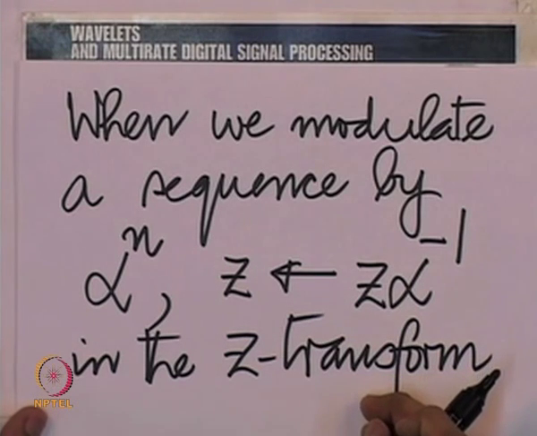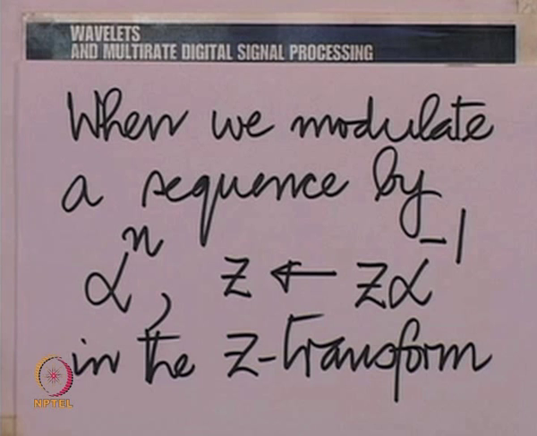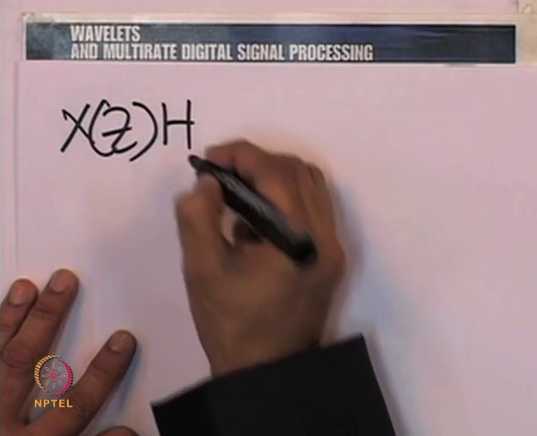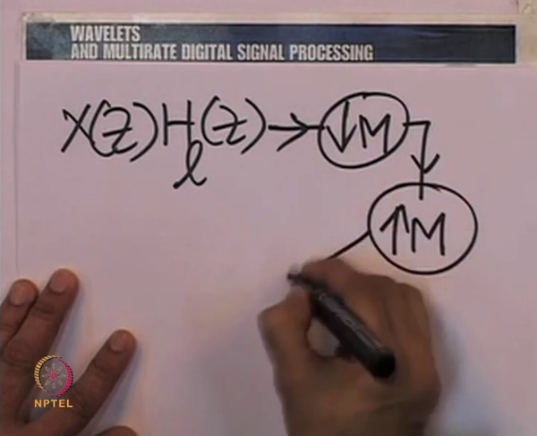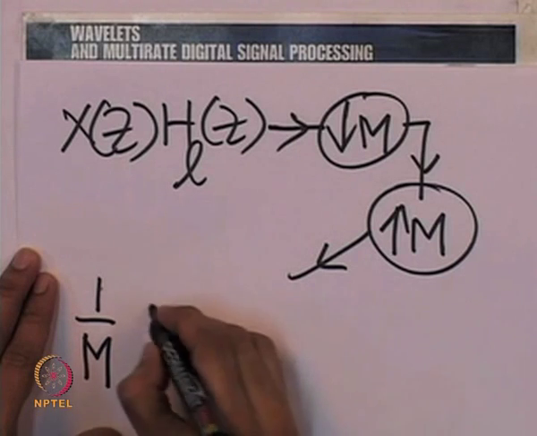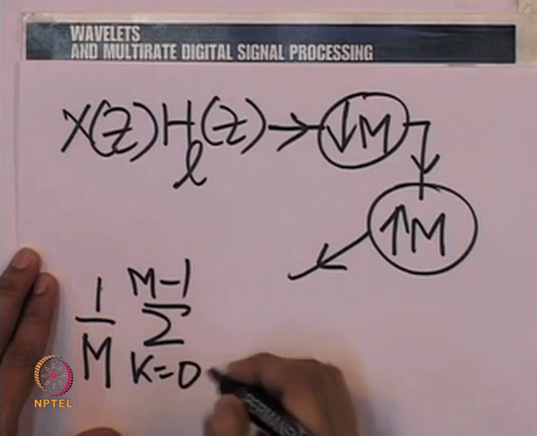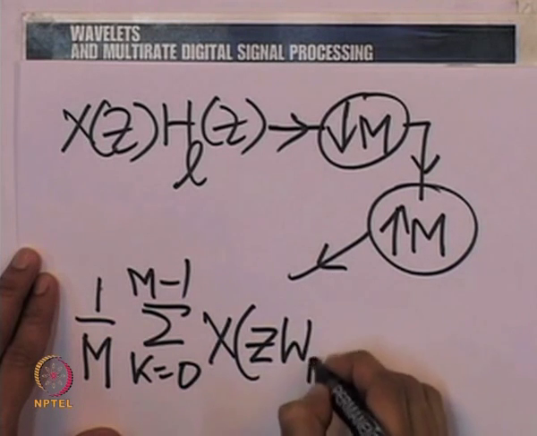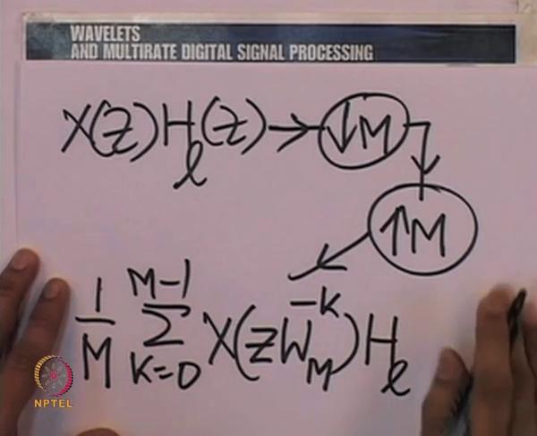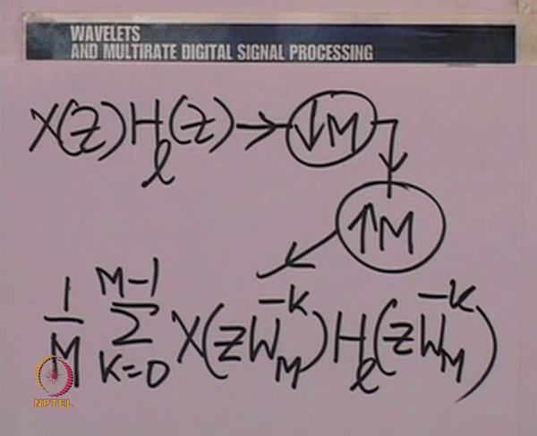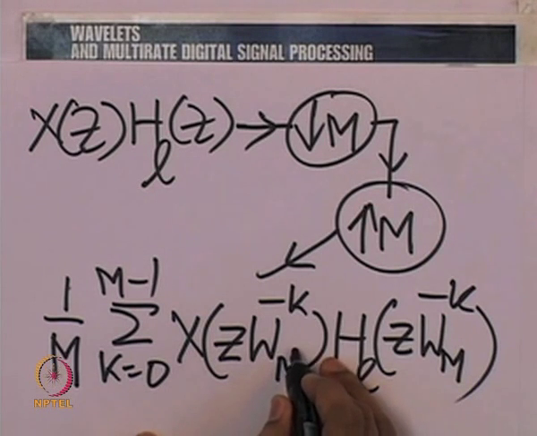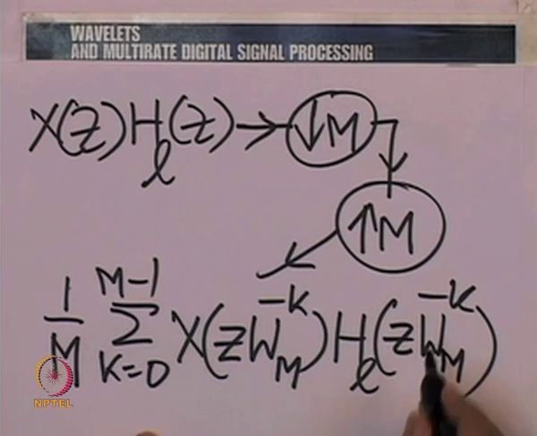If we use this property repeatedly and note that the z transform is a linear operator, then we have X(z) H_l(z). After down sampling and up sampling, what we obtain is 1/M summation k going from 0 to M minus 1 X(z W_M^-k) times H_l(z W_M^-k). So, therefore, we have M modulates of the input being acted upon by corresponding M modulates of the analysis filter.